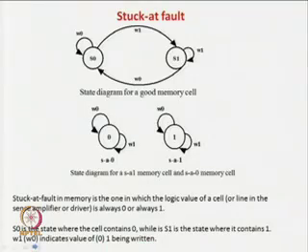Okay. So, first is the stuck-at fault. So, how is the stuck-at fault in a normal case? State S0 represents that some memory cell is having a 0, and S1 means that memory cell has been written a 1.